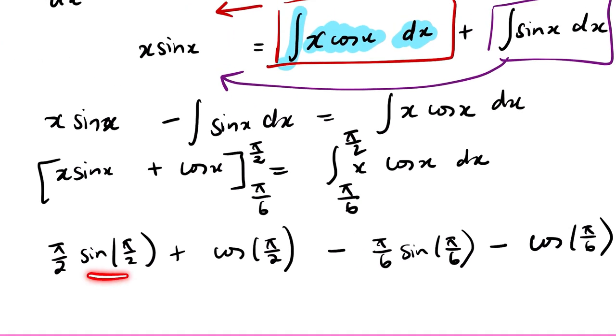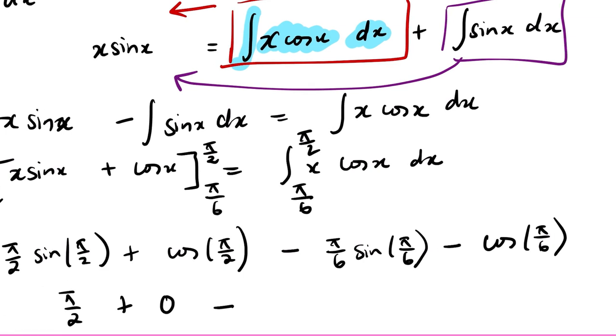All right, now it's just a matter of working out our values. So sine pi on 2 is 1, so that'll end up being pi on 2, plus cos pi on 2 is 0, minus sine pi on 6 is a half, and a half times pi on 6 is going to be pi on 12, minus cos pi on 6 is root 3 on 2.